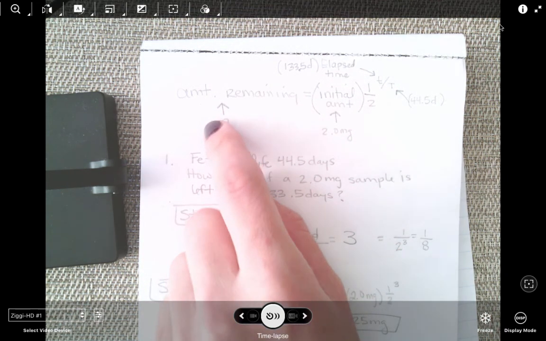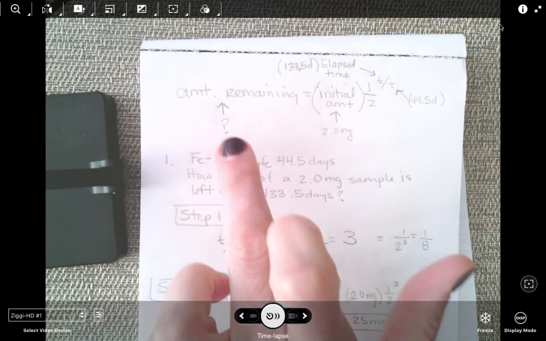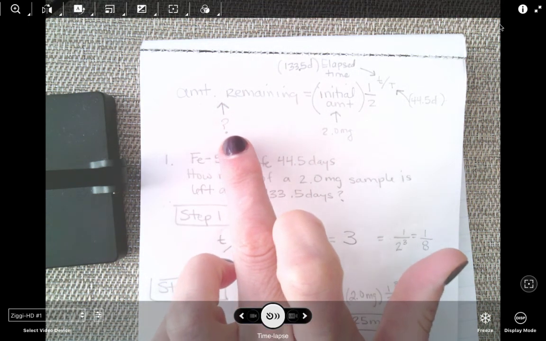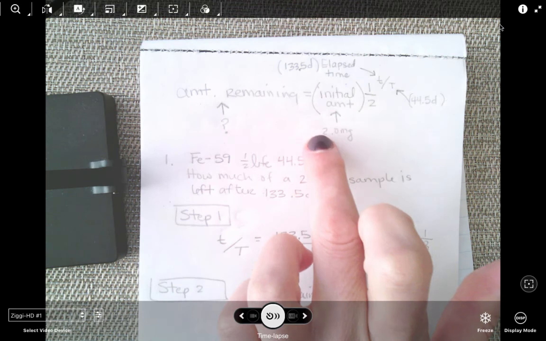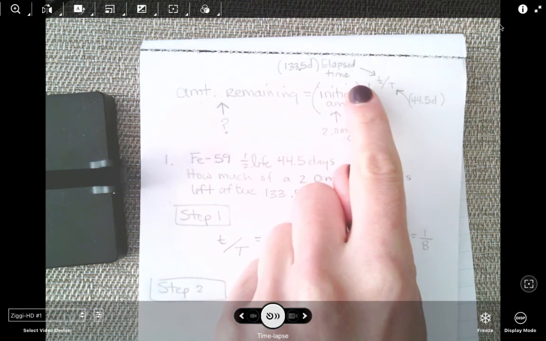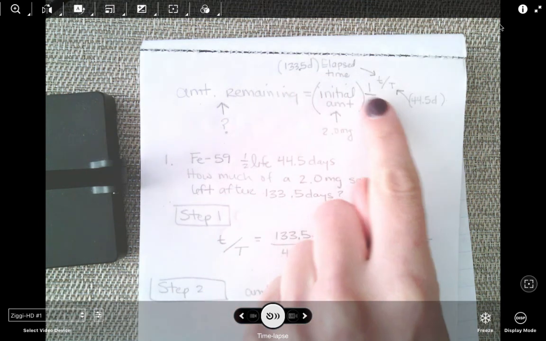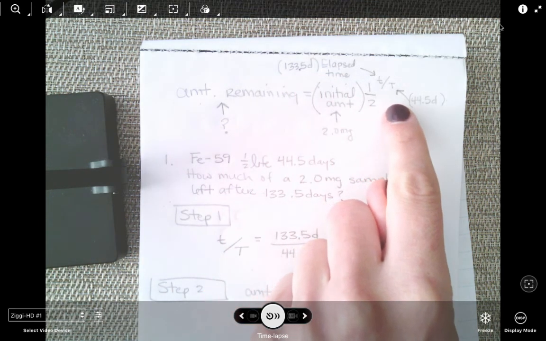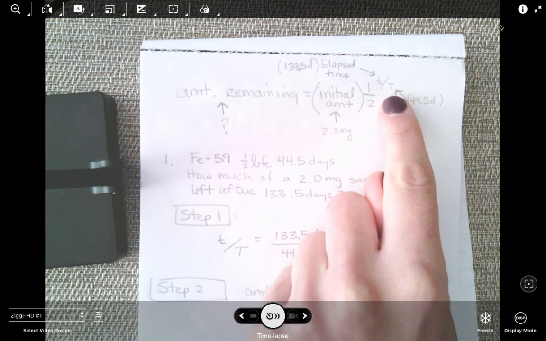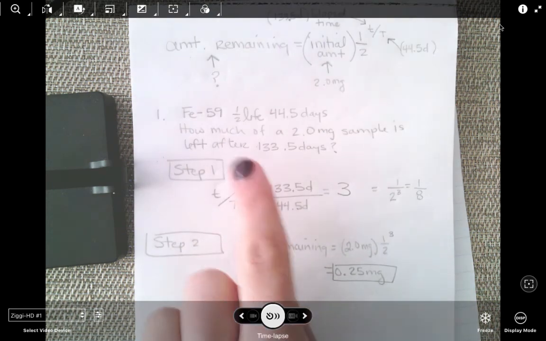So what I have here is all of the variables that we were given plugged into this equation. So the amount remaining is what we're solving for. The initial amount is 2 milligrams. The elapsed time is little t, and it is 133.5 days. The half-life of this sample is 44.5 days, which is the big T. So, how much is remaining after 133.5 days?